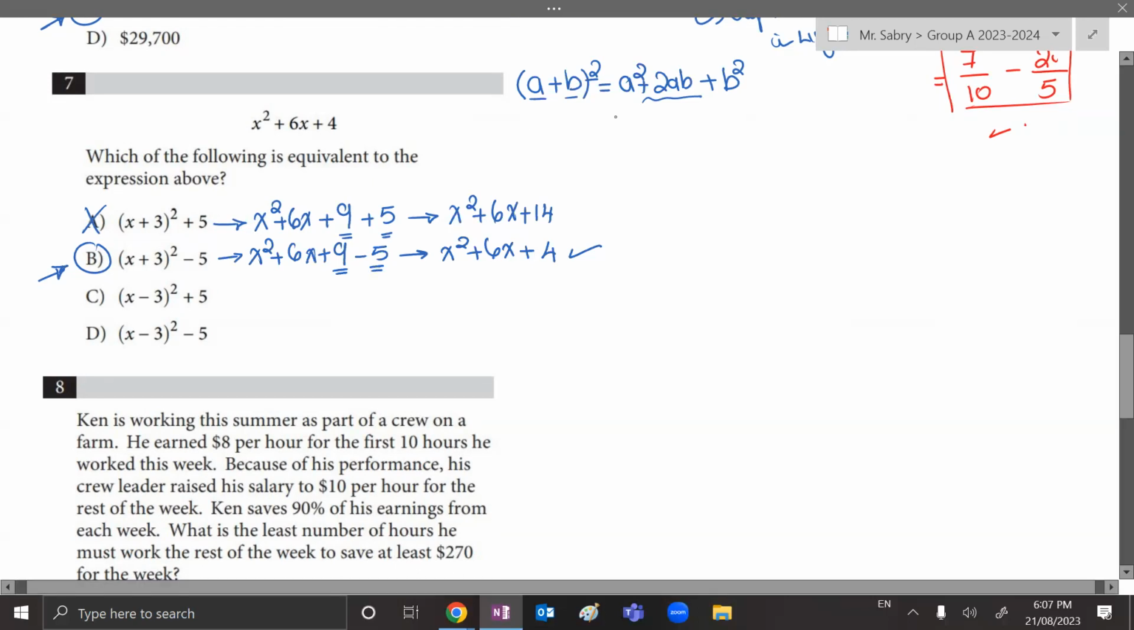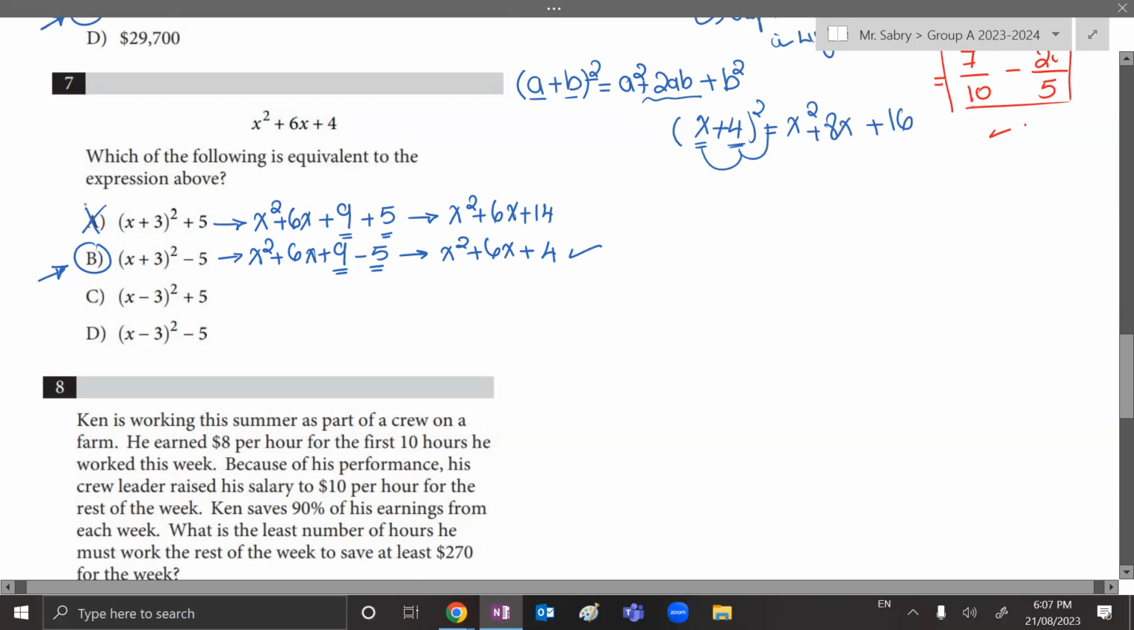Yes, of course. When we expand any bracket عامة that has a power of 2 and that bracket has two terms inside, we should put the first one to the power of 2, the second one power 2, and then we multiply them and times 2 in the middle. An example, if you have x plus 4 all to the power of 2, you should do the first one power 2, which is x squared, and then the second one power 2, which is 16. And in the middle, you should multiply x times 4 times 2, which is 8x.